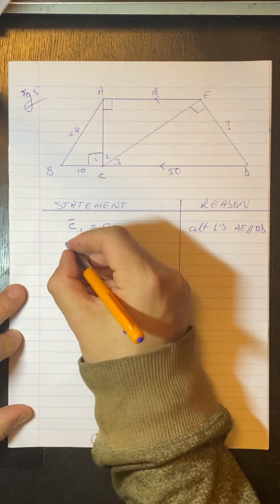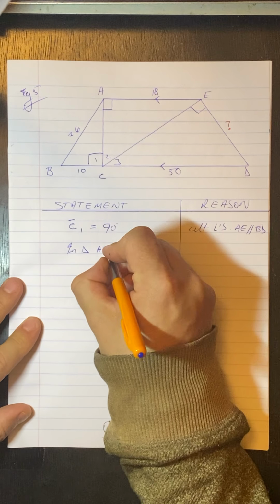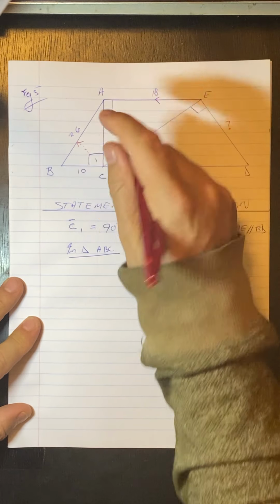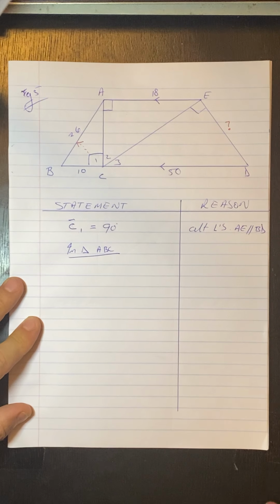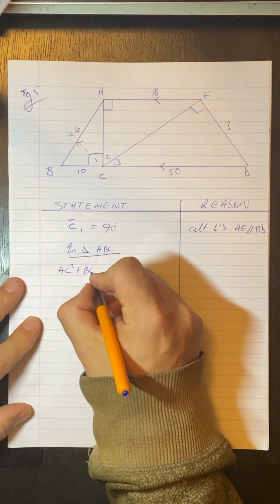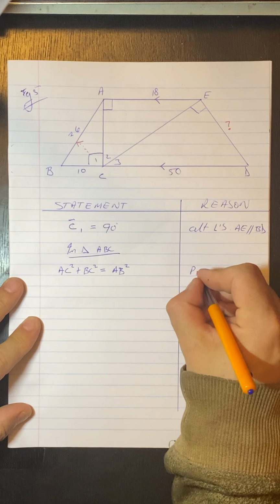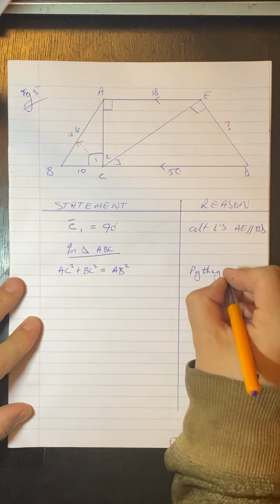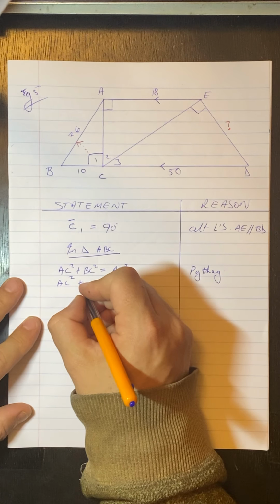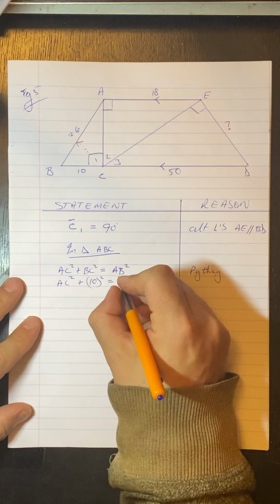Okay, so in triangle ABC, find our hypotenuse. So our hypotenuse is opposite the 90. So we're finding a side. So here it's AC squared plus BC squared equals AB squared. My reason, Pythag. Fill in my values. So the AC we don't know, plus the BC we know is 10, and the AB we know is 26.